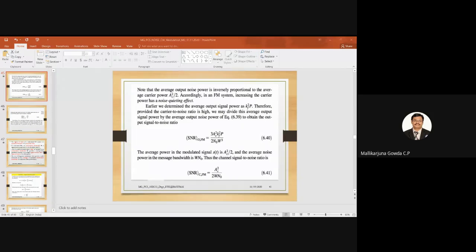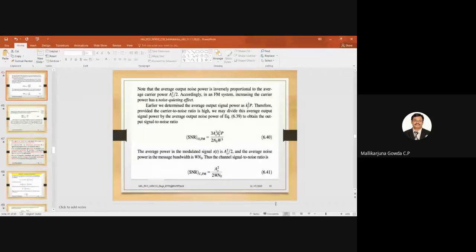Output of that discriminator will be given as input to the baseband low pass filter, right? Output of the baseband low pass filter will be the desired demodulated signal. So this is the block diagram of the FM receiver model. And I started discussing with equations, and we have derived what is the output SNR for this FM receiver and what is the channel signal to noise ratio. And then I think I was explaining the figure of merit, right? If I am correct, I was there till that point.